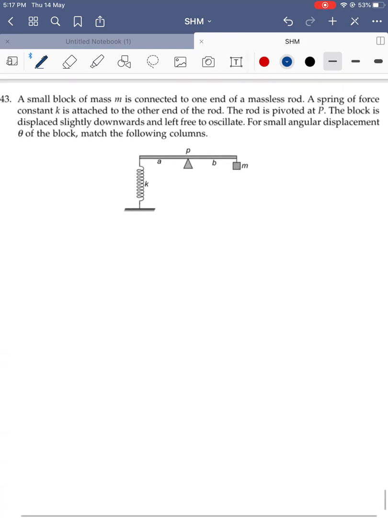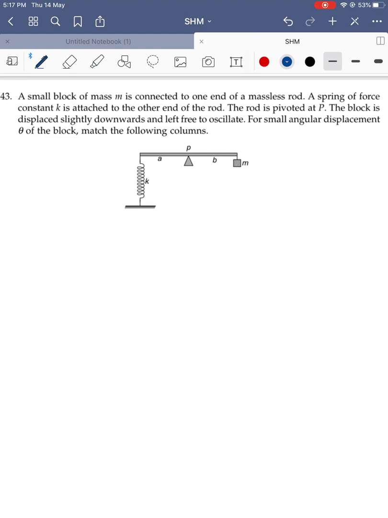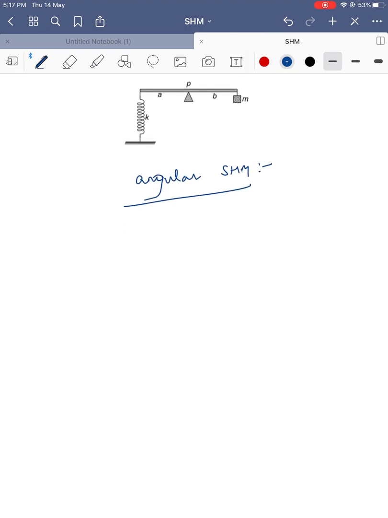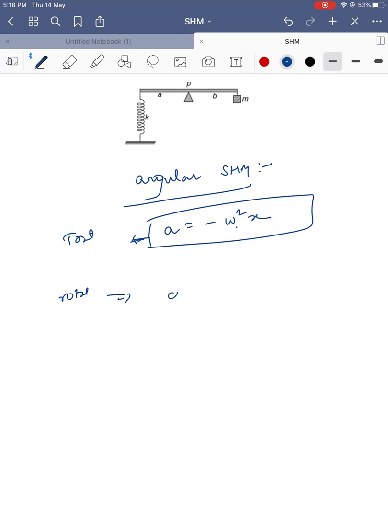So now we are going to see angular SHM. It will be very simple, like a normal one. What is the generalized formula? A is equal to minus omega square x, which we write in translatory motion. Now when it comes to the rotational motion, instead of A, we get alpha, and omega rotation squared into theta instead of x.